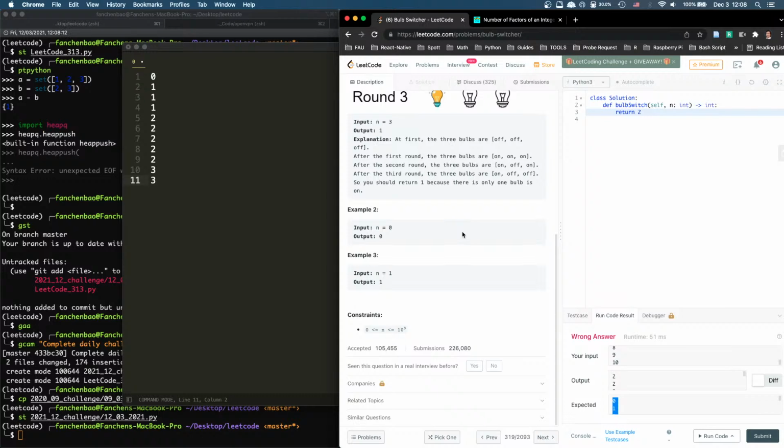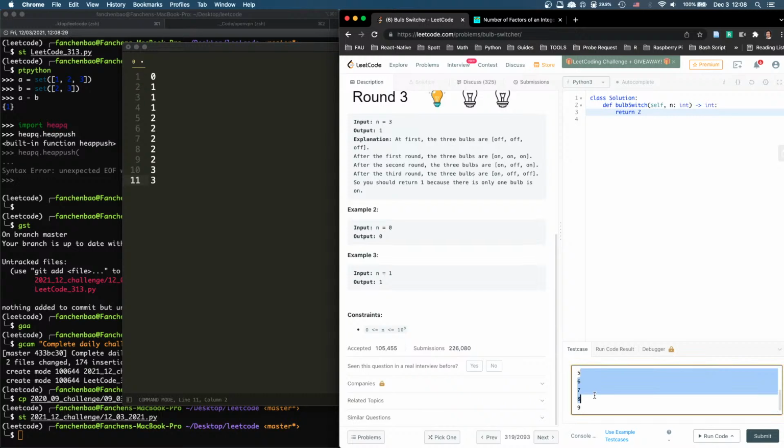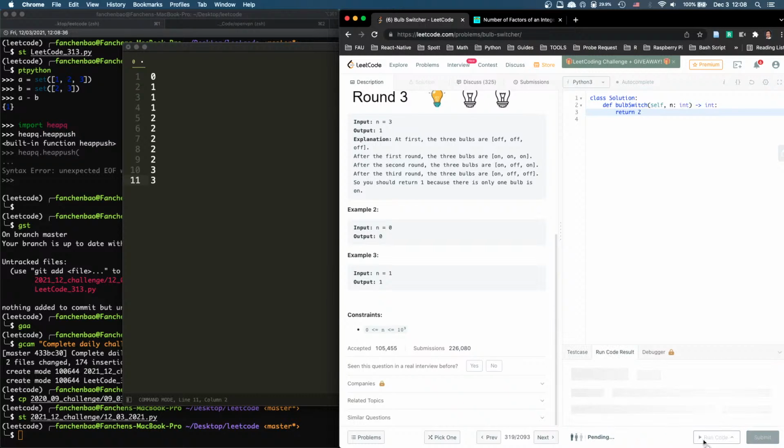So the total number is going to be 1, 2, 3, 4, 5, 6, 7, 8, 9, 10. That is going to be 10. So if we do 100, with 100, I say this is going to be 10. Yes, it is 10.